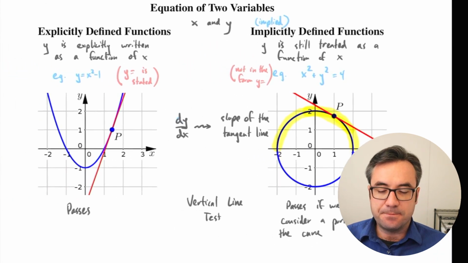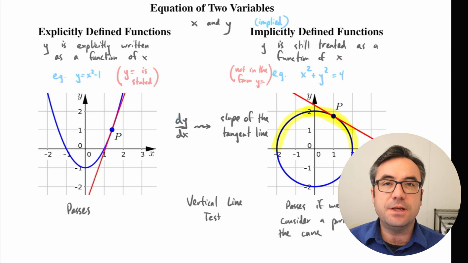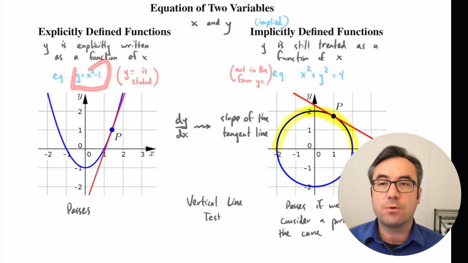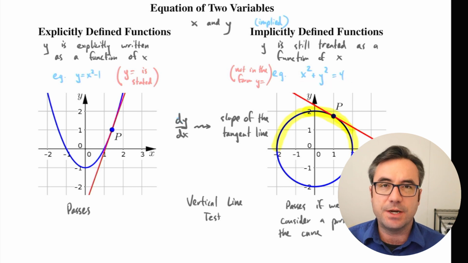We're going to see how to calculate the derivative for these types of equations where we don't actually have y equal to something. We don't have the solution there for what y is equal to. We only have these equations where the x's and y's are all mixed together.